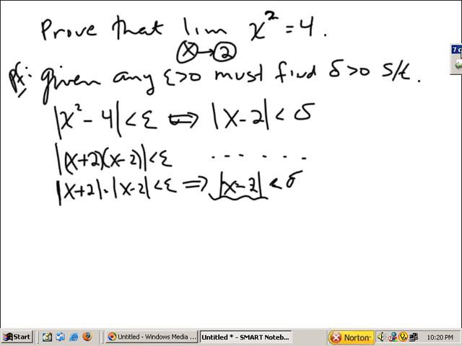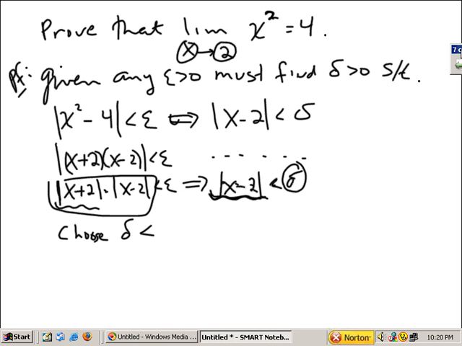So I want the left side to only be the absolute value of x minus 2. But the thing is, it isn't. It's x plus 2. And what is different between this problem and all the others? X plus 2 is not a constant. So what you do is you put a bound on delta. Choose delta to be less than some number. Always choose 1. It's the simplest number.